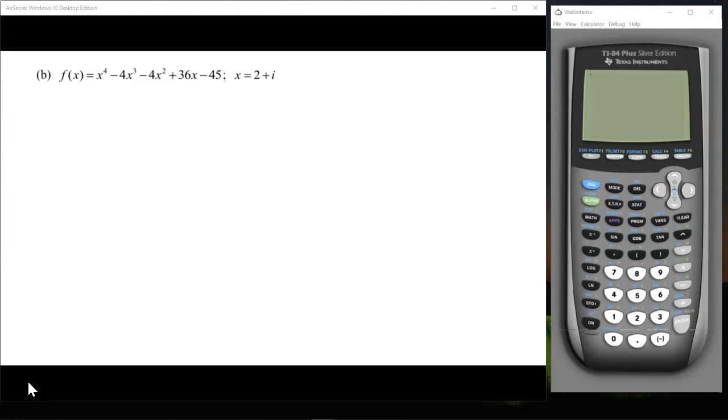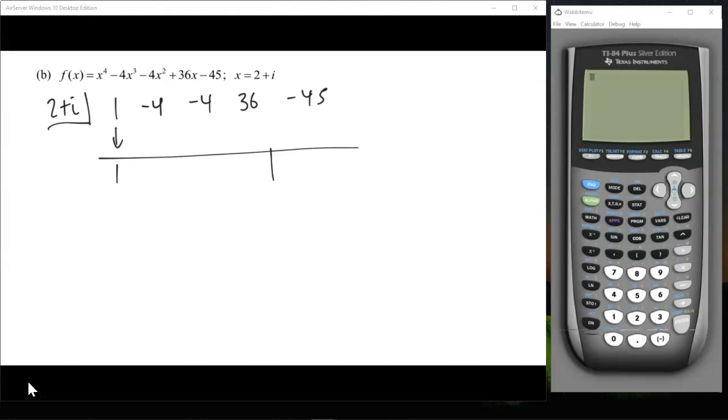Okay, in the second example, the 0 that I've given you is imaginary, and so I want to bring my calculator in here to just show you how this could be done in the calculator through adding and multiplying imaginary zeros. And so I'm going to start this off just like I normally would by putting my 0 in a box over here and then listing the coefficients of my polynomial, and then drawing a vertical line and going ahead and starting and dropping down the first number, and then multiplying 1 times 2 plus i.